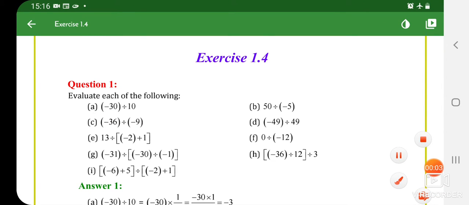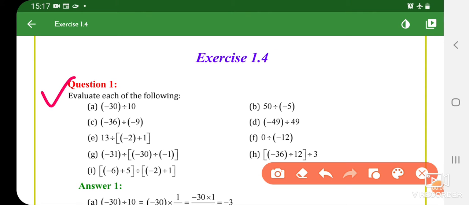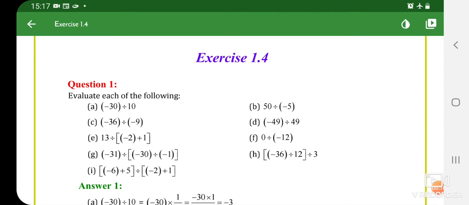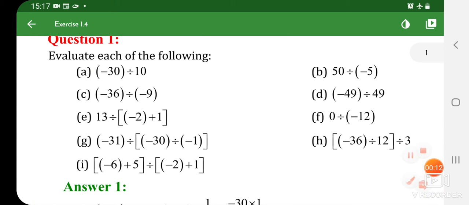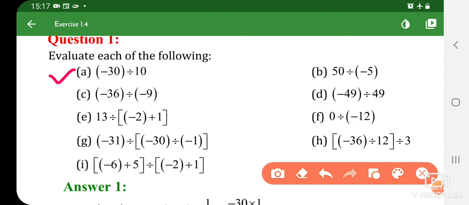Today I am starting exercise 1.4, question number 1. The question is: evaluate each of the following. The first question is minus 30 divided by 10. Here are two methods of solving that type of question. Let's see the first method.